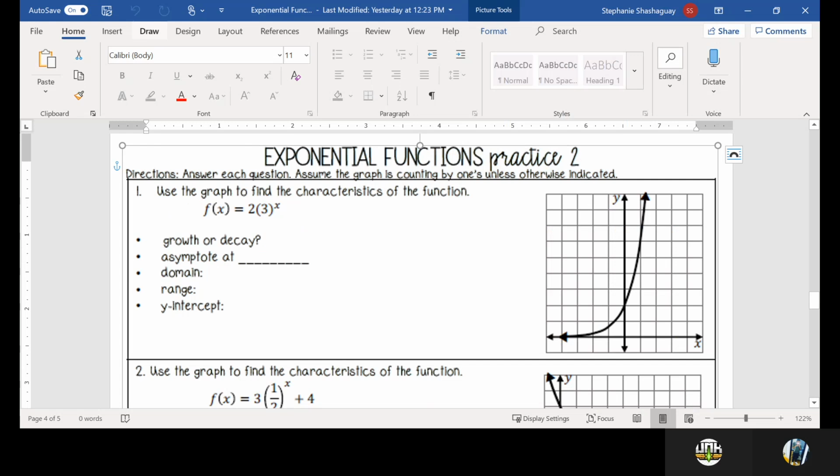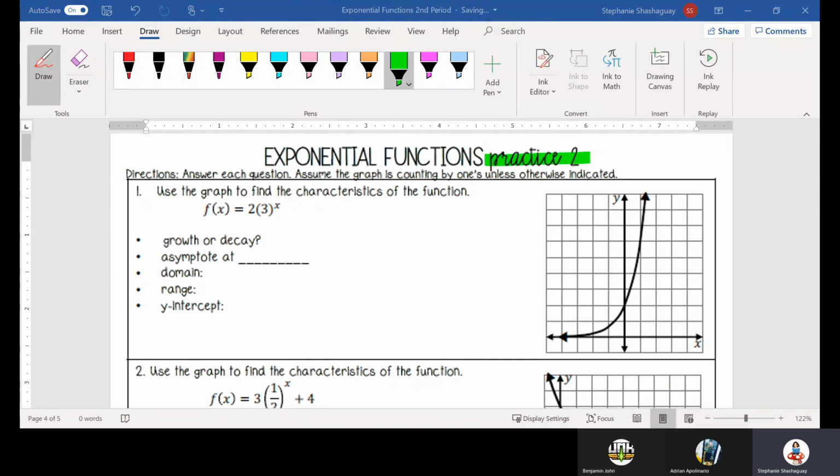All right, today we're going to do exponential functions practice 2. Use the graph to find the characteristics of the function. So looking at this function here, I can identify that my a term is equal to 2. My b term is equal to 3, and my b, remember, is my ratio. Because I do not have a constant being added, I know that it's really going to just be 0, okay? So these are all the important parts to my exponential function that I can use to identify key features.